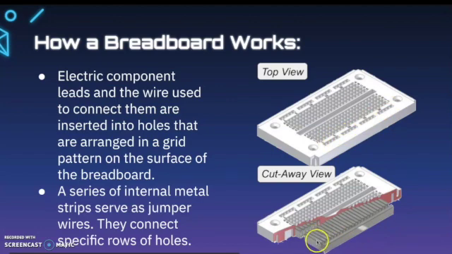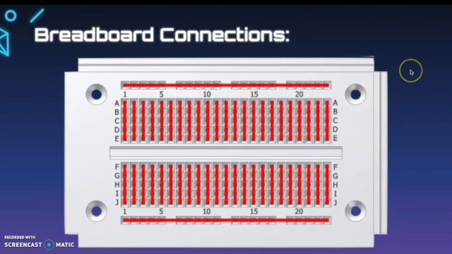Additionally, you can see that every column is connected. So that would mean that if we have power running through J, we also have power in I, H, G, and F. There is a break in the center of the breadboard, so E, D, C, B, and A would not have power. Here's another illustration of breadboard connections.